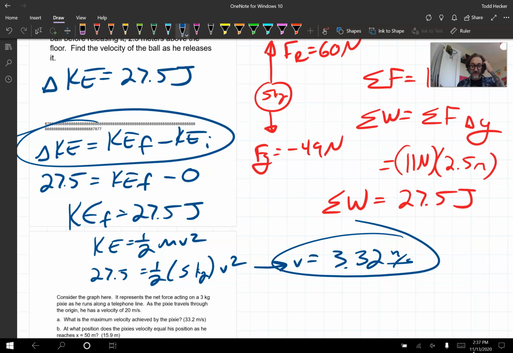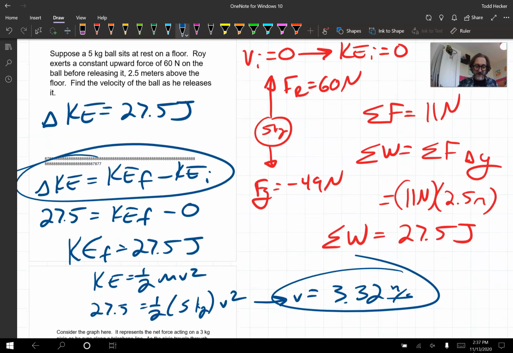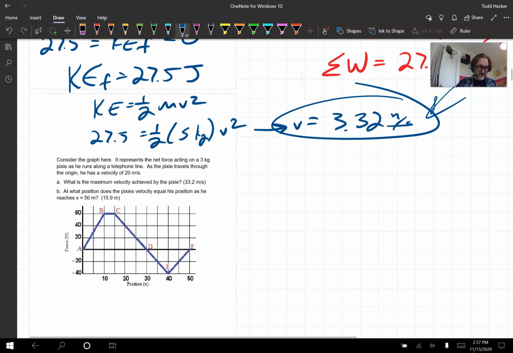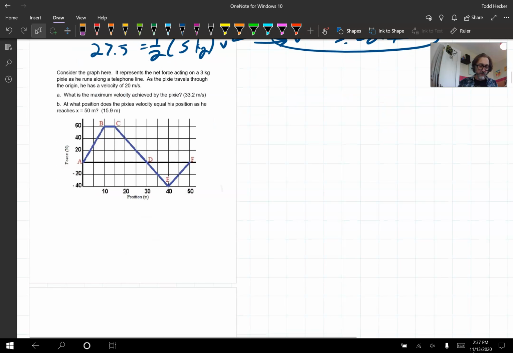Now, is that the easiest way to solve that problem? Absolutely not. But conceptually, what I want you guys to understand is that the net force here produced acceleration, right? Which results in a change in velocity, change in kinetic energy. Okay? All right, now obviously, as we go through the problems, they will get more complicated than that, but that's a good start.